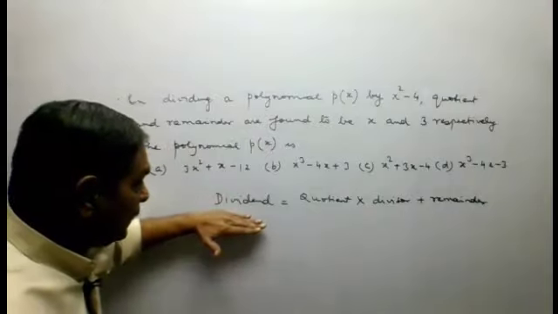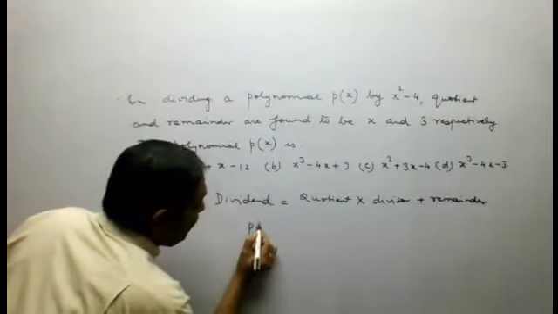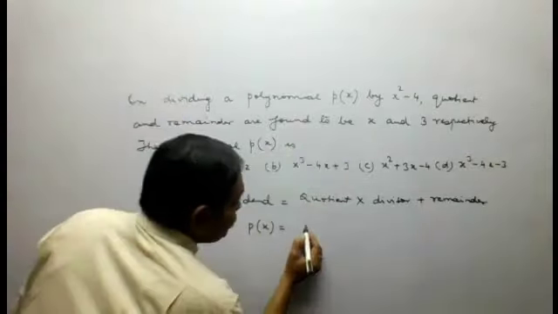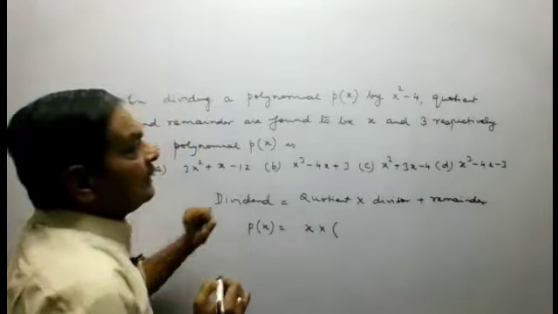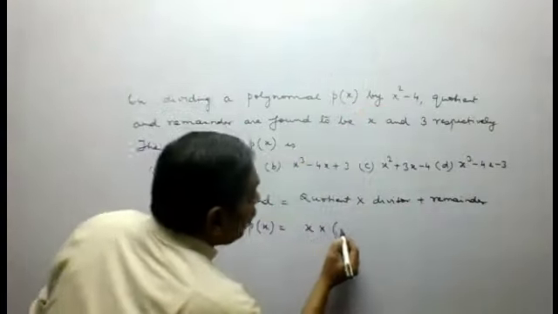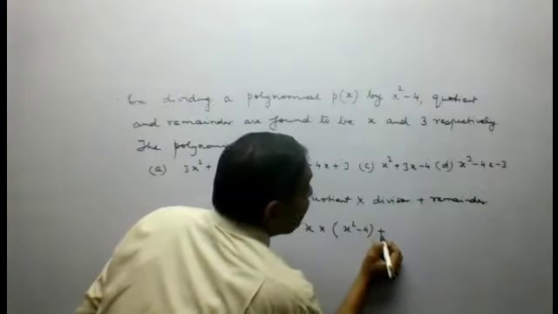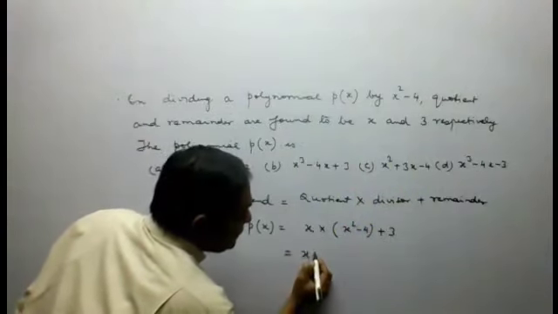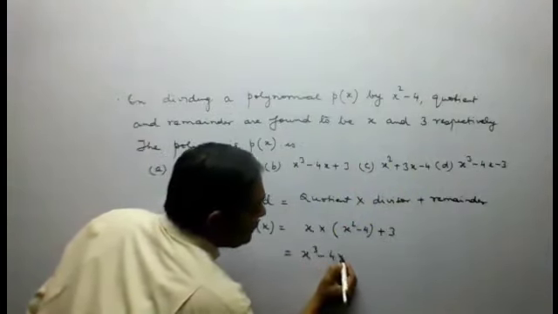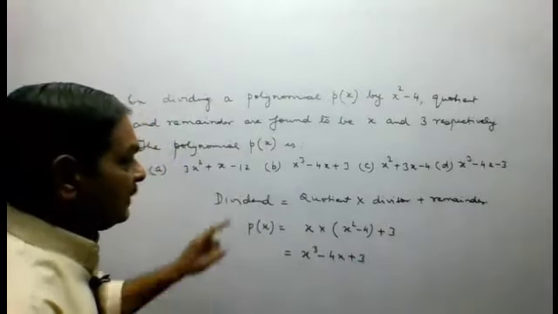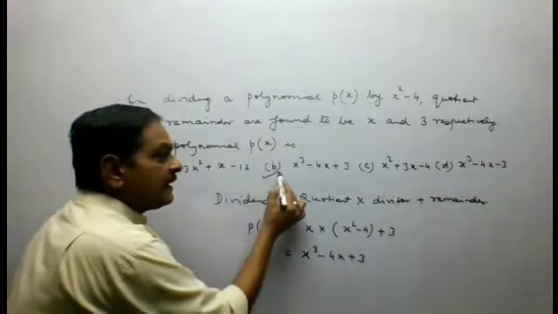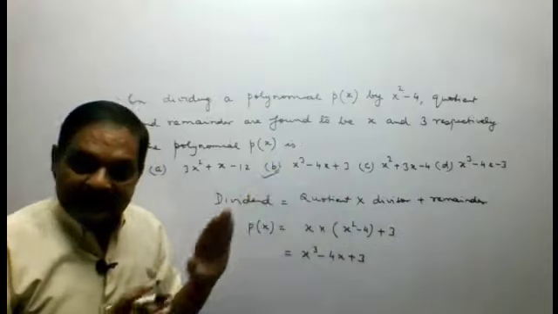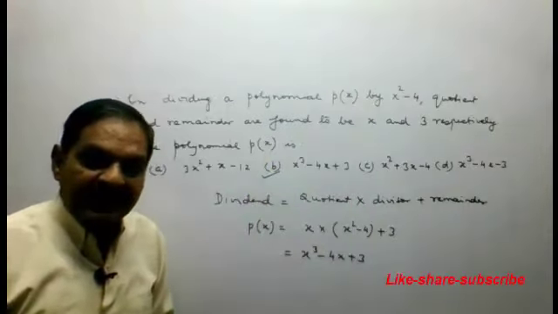So here the dividend is p(x). So p(x) is equal to quotient. We have been given the quotient as x. So x into divisor, and the divisor is x square minus 4, plus remainder, and the remainder is 3. Simplify this. So this gives us x cube minus 4x plus 3. And hence option B is the correct option. The correct answer is x cube minus 4x plus 3. A simple question. Now move to the second problem.